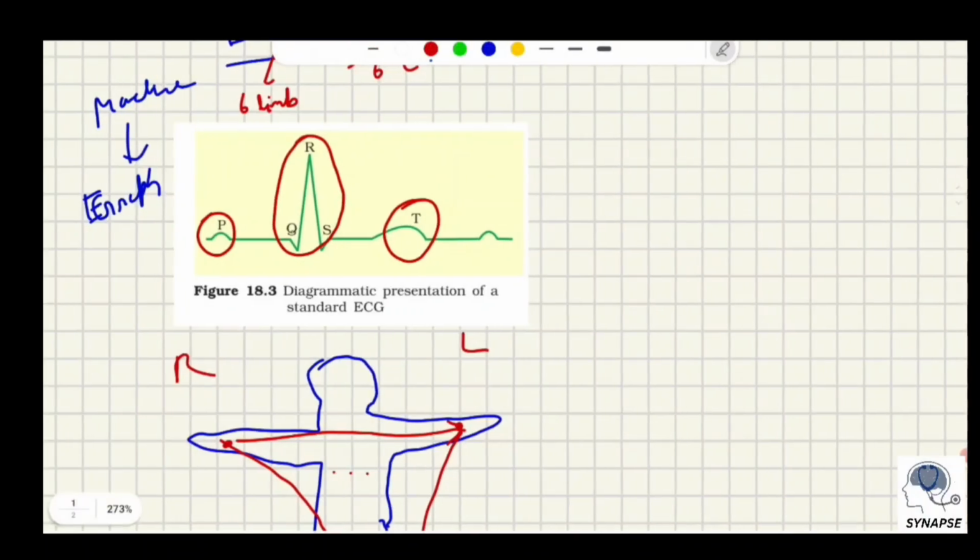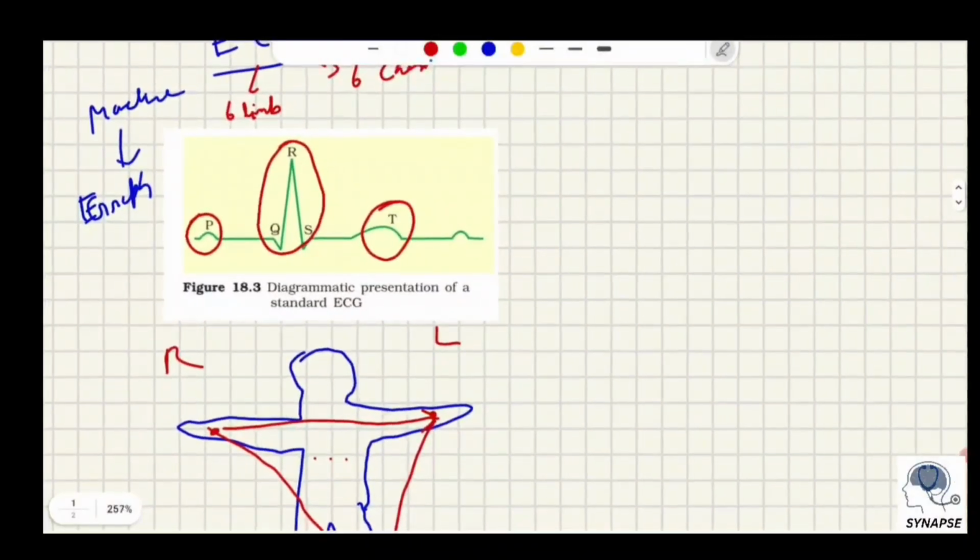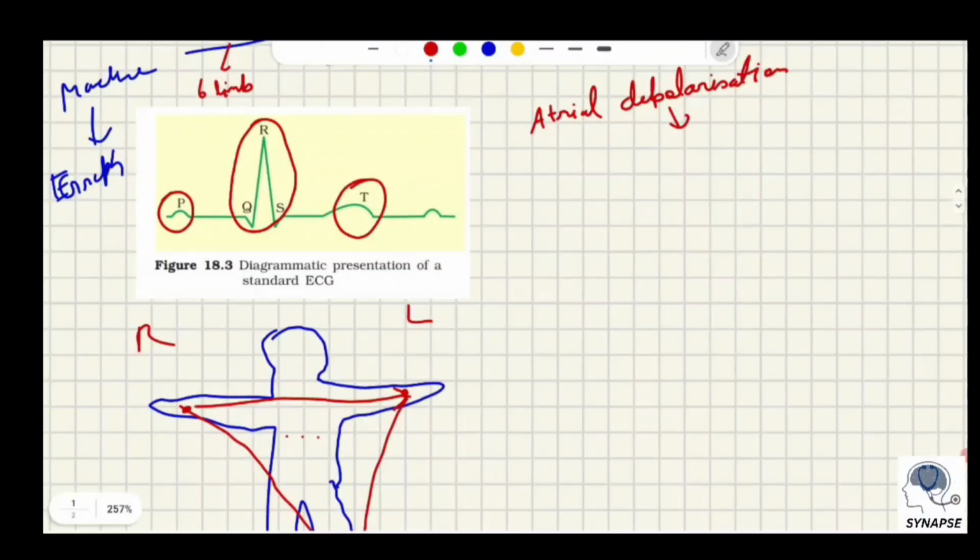Okay, the P wave. What does the P wave mean? P wave means atrial depolarization. When I say atrial depolarization, it means atrial contraction, when the atria have contracted. And you remember the SA node has generated the action potential, so that is represented as the P wave. Now in an ECG, if there is no P wave and there is just a QRS complex, it means there is a problem with the SA node.